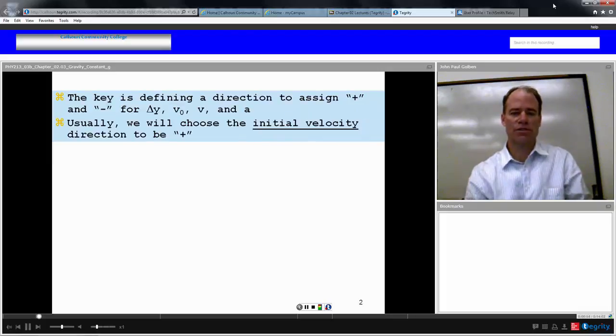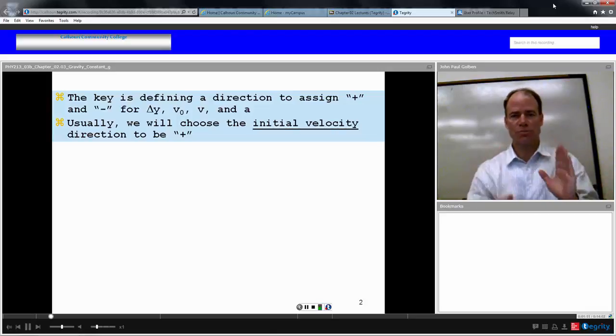So how do we use this in our kinematic equations? Well, we're going to have to define a positive direction for us. And I'm going to suggest that you choose the positive direction as your initial velocity direction. So whatever your initial velocity direction is, that's your positive direction, and all other quantities have to be defined in terms of that positive direction.